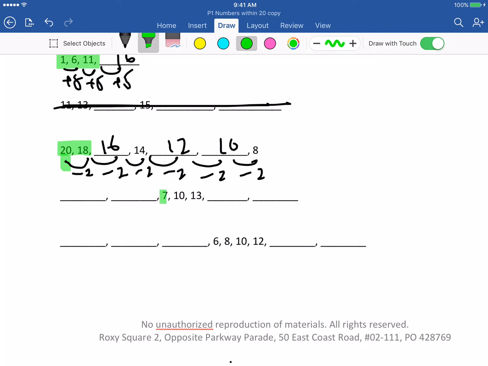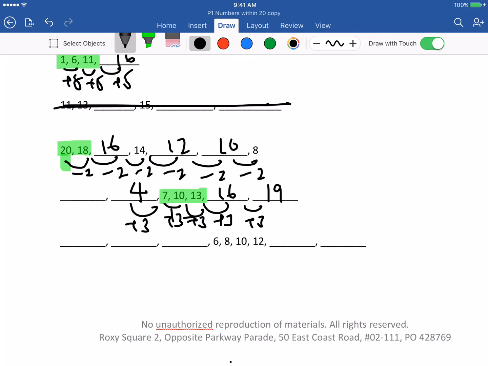Next one, 7, 10, and 13. You look at the relationship, it's actually plus 3. And then you plus another 3. So you plus another 3, which becomes 16. You add another 3, which is 19. Okay? So ask yourself, what plus 3 will give you 7? It's actually 4. And what plus 3 will give you 4? This is actually 1.